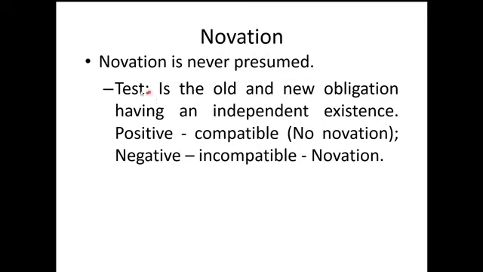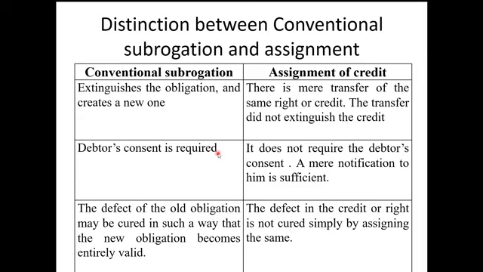Kaya ang test natin kung may novation is this. Is the old and new obligation having an independent existence? Meaning pwede ba mag-exist yung old and new? Pag ang sagot mo is yes, walang novation kasi compatible. Pero kung negative siya, yung old and new hindi pwedeng mag-exist. Incompatible yan. There is novation. Okay, now what are the distinction between conventional subrogation and assignment of credit?